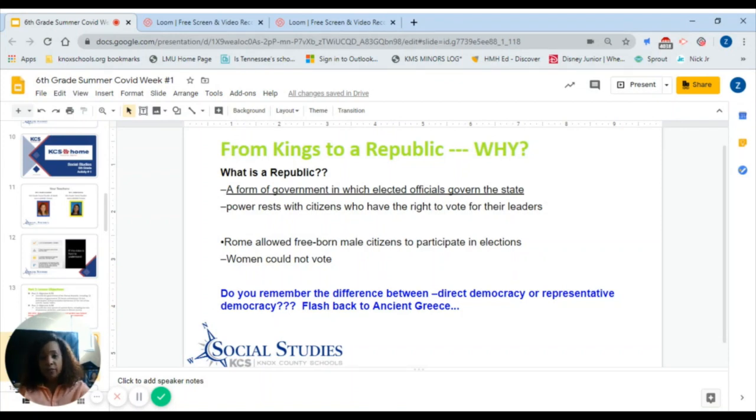Women could not vote. Do you remember the difference between direct democracy and representative democracy? That's right, you have to flash back to ancient Greece. Direct democracy is when you directly cast your vote, essentially. Representative democracy is when someone represents you or the people that live in your town area that go and vote on your behalf. So that's the difference between direct democracy, representative democracy, and the new form of government that we're moving into called the republic.